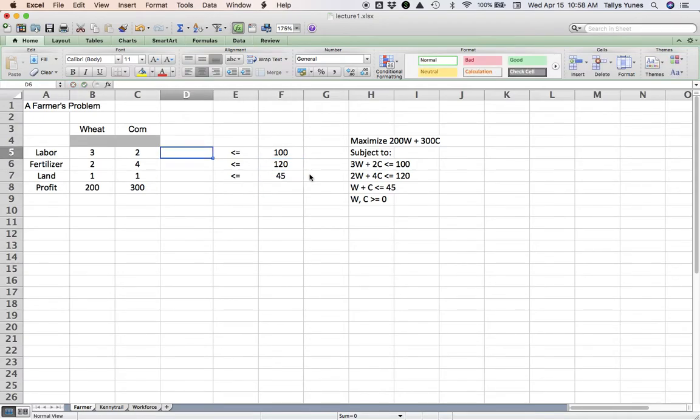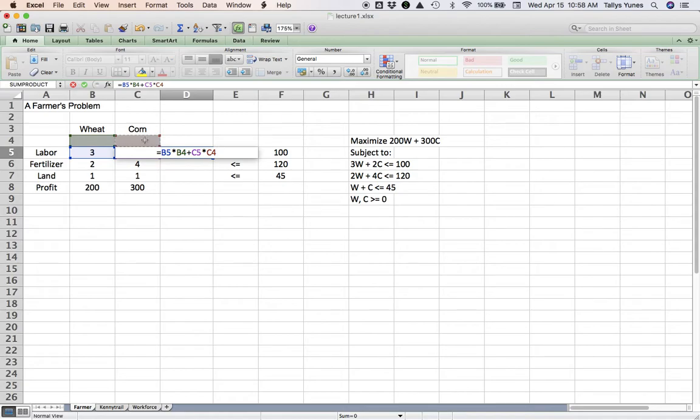Now, on the left-hand side is when we need to build formulas, because these are not fixed numbers, right? They depend on the value of W and C. So in here, in D5, I would like to have this expression 3W plus 2C. And that's why I put the 3 and the 2 here, right? So I could go ahead and do this: 3 times W plus 2 times corn. That would be just fine.